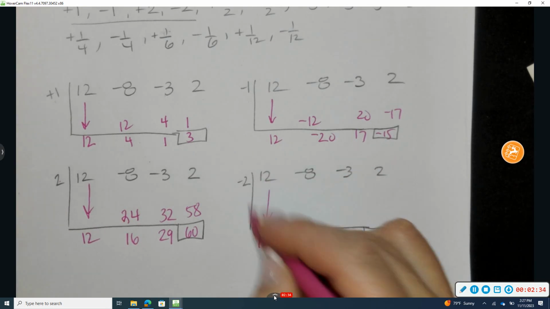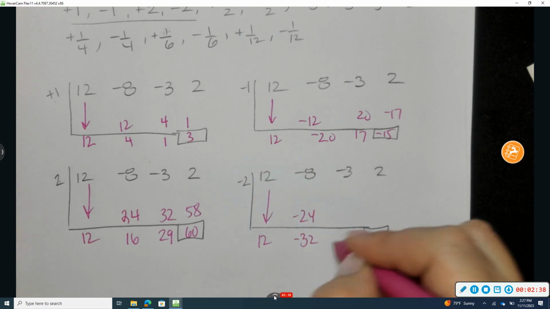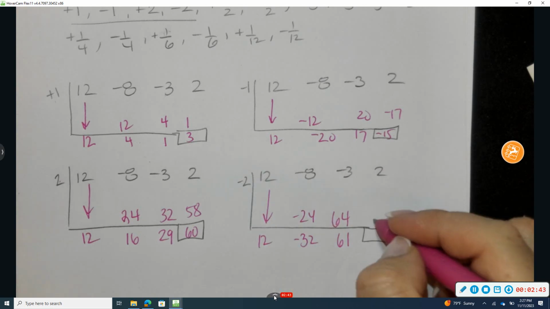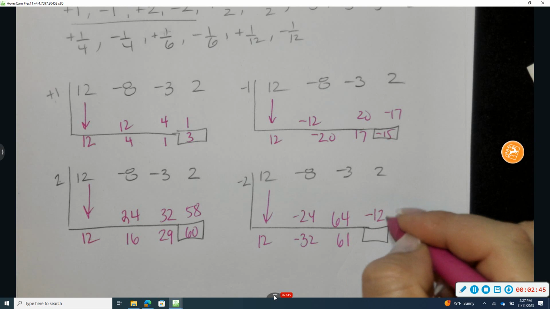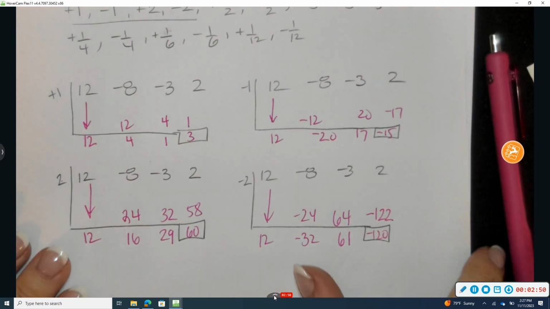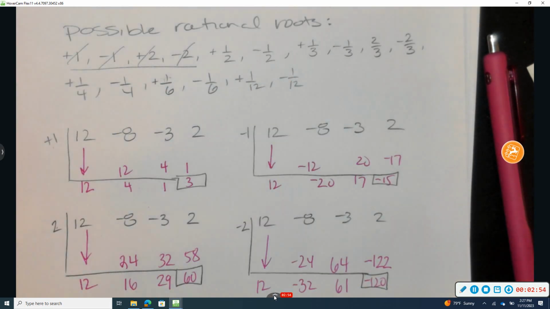Drop down, and then I'm going to multiply to get a negative 24, combine to get a negative 32, multiply to get 64, add down to get 61, multiply to get a negative 222, combine to get a negative 220. None of those work. So what do I have to do next? I have to come back up here. I know that I'm testing possible roots here. I just need to find one that works, and then I can use factoring as a way to solve it, or the quadratic formula if it's in the form of a quadratic, with the degree being 2.